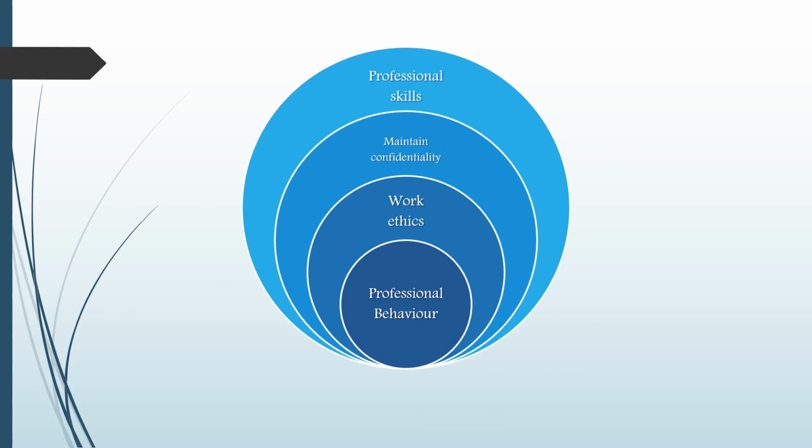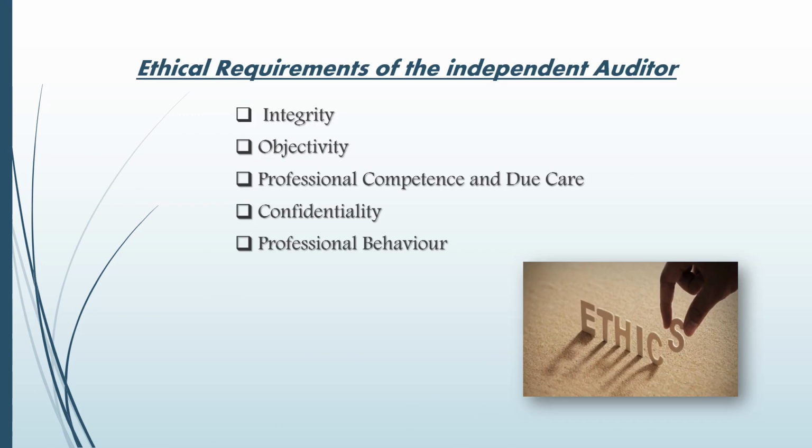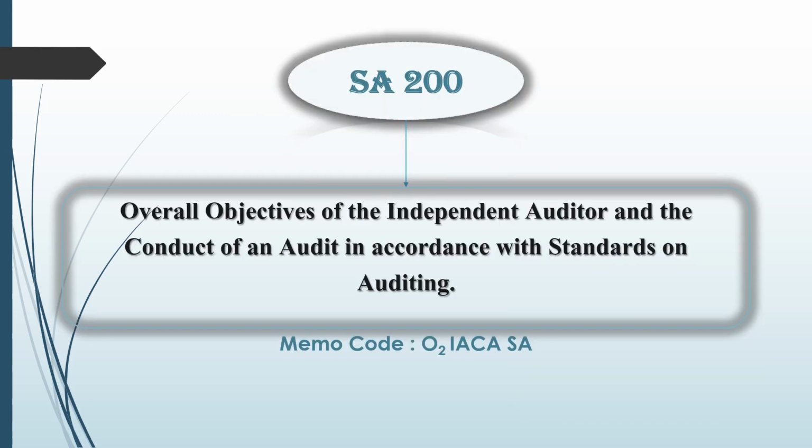So now what is ethics? Means ethical requirements of an independent auditor. So here it is, the ethical requirements of the independent auditor. First is integrity, objectivity, professional competence and due care, confidentiality and professional behavior. So now what we are studying, the SA 200, overall objective of the independent auditor.